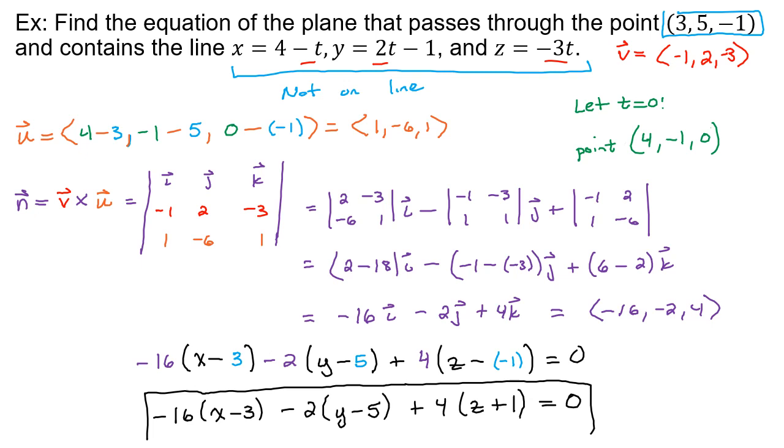And again, if you wanted to, you could rearrange it and set it equal to a number. I won't worry about doing that here. You could also, if you notice, the entire thing is a multiple of 2. You could divide everything by 2 if you want to simplify it a little bit. I'm not going to worry about that because the negative 16, negative 2, and 4 actually is my normal vector, so I'm going to leave it like that.